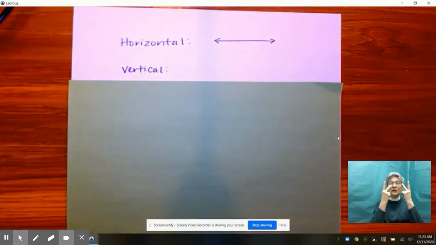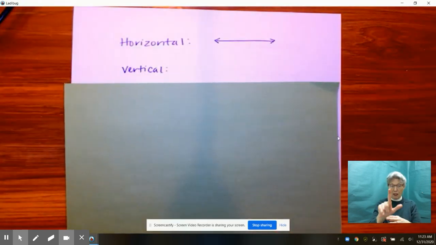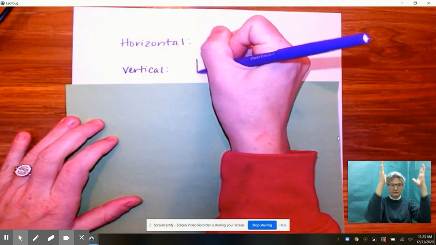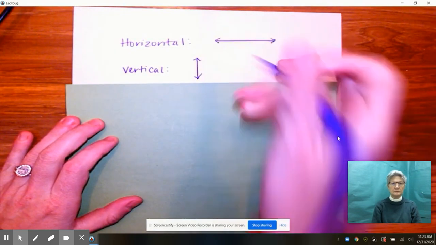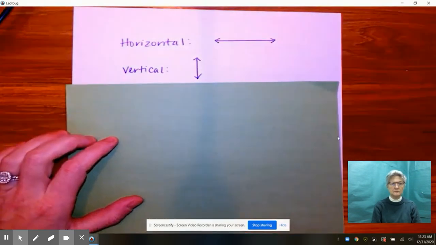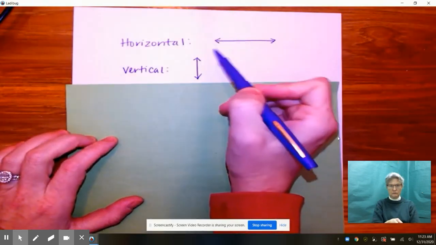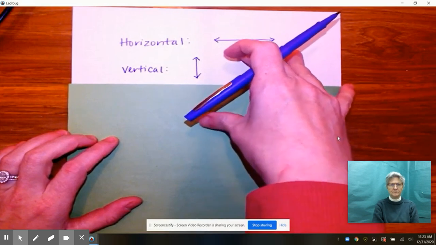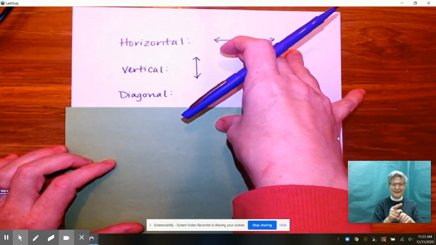Now that I did that one with you, the next term you are going to visualize on your own. We have vertical. What I want you to do is hold up your arms in a vertical way. What I hope you did was have your arms up and down. That is vertical. So horizontal is side to side, vertical is up and down. Excellent.